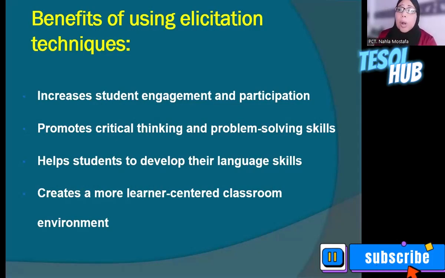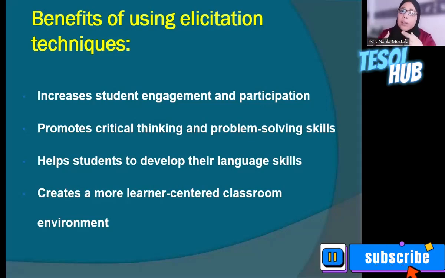Of course, it promotes critical thinking and problem-solving skills because you give them a problem. So, guys, guess the meaning. They don't know it. So they need to think about solving the problem. They need to think about finding the definition, or they need to think about finding the meaning of the word through the context. It helps the students also develop their language skills.